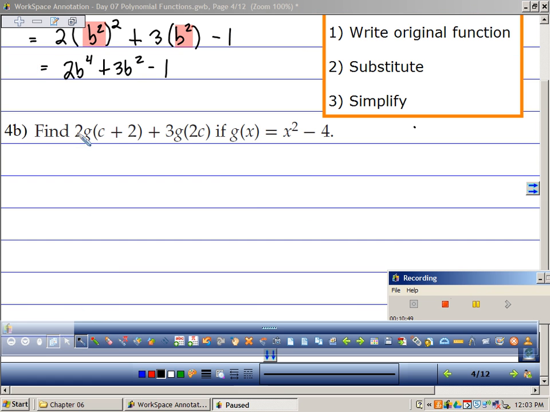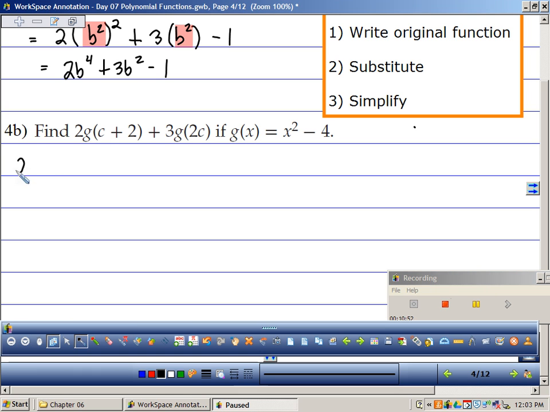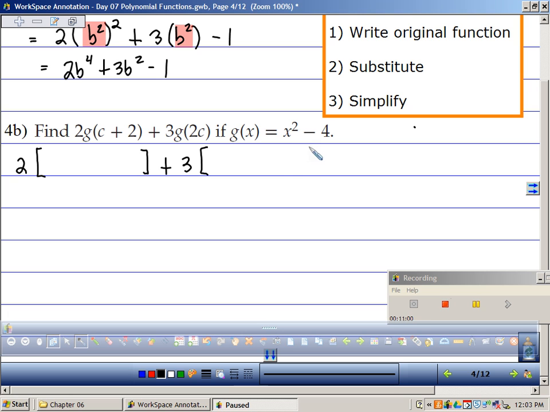All right, try this one, 4b. I'm going to help you guys and start this one off. This says 2 g's plus 3 g's. Well, what's the function of g? X squared minus 4. Correct? Isn't that what that says? X squared minus 4. So over here, what's x?